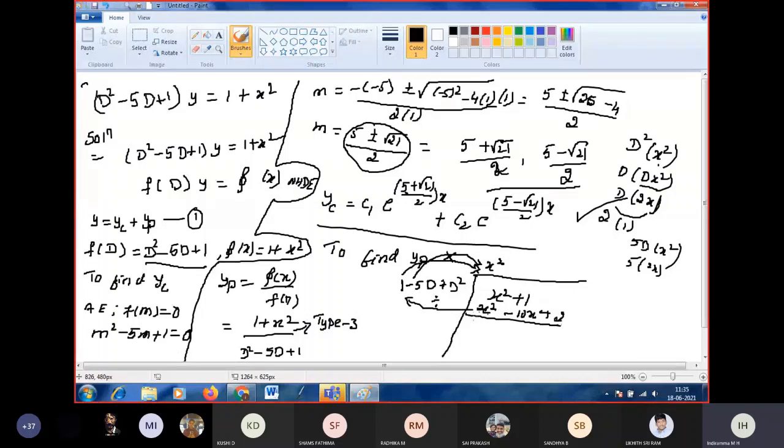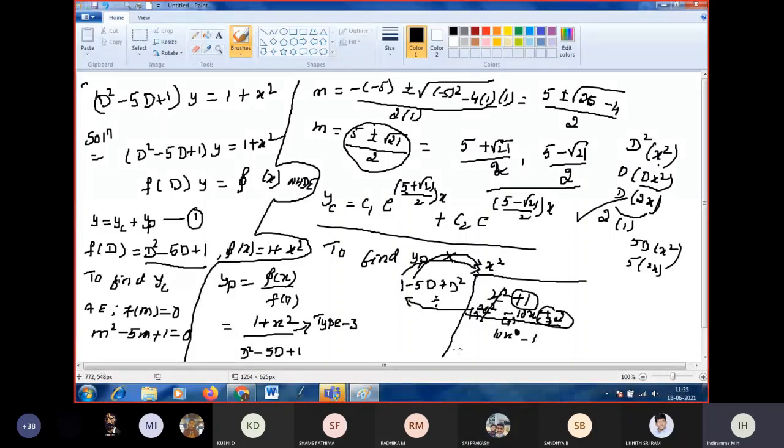What next? Change the sign. So it becomes minus, it becomes plus, it becomes minus. So x square cancelled. So plus 10x, and next it is minus 2 plus 1. Minus 2 plus 1 is minus 1. 10x or 10x square? 10x only, not x square. Okay, minus 2 plus 1 is minus 1.